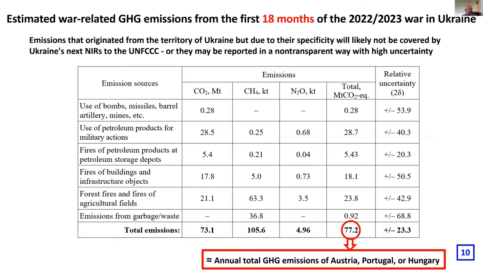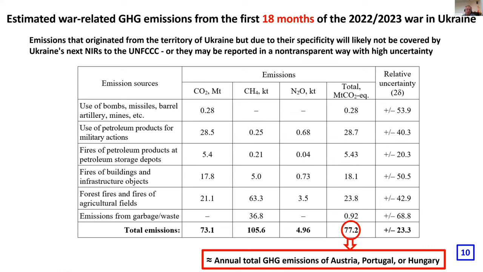Here is a summary table of our estimate. These emissions originated from the territory of Ukraine. According to the principle of IPCC reporting, they should be reported by Ukraine. But these emissions were caused by the aggressor. Ukraine does not have any data from the aggressor, and it cannot be reported in the National Inventory Report. Even if a small part of these emissions is reported in any way, such as fossil fuel, etc., it will be reported in a very non-transparent way and with high uncertainty.